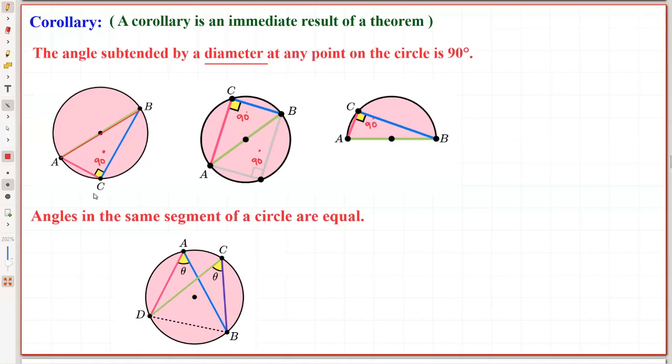Okay. Now the next one: angles in the same segment of a circle are equal. For example, here DB is the same segment. So angles in the same segment are equal. This is theta, so this is theta. This is 50, so 50. 60 means 60. 70 means 70. Angles in the same segment of a circle are equal.